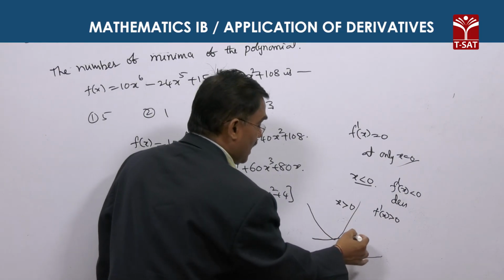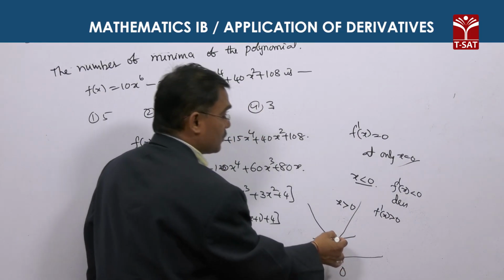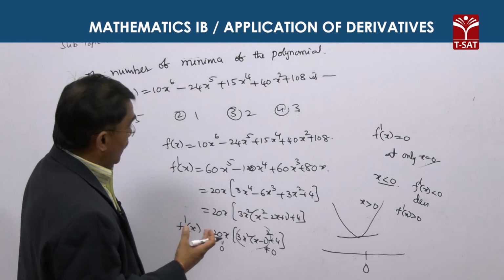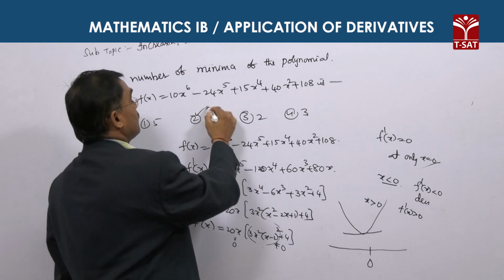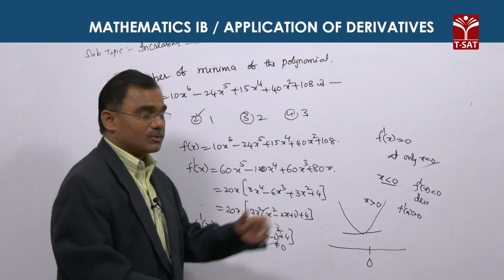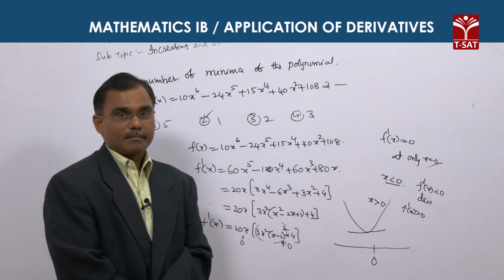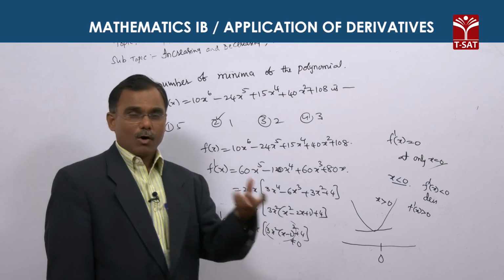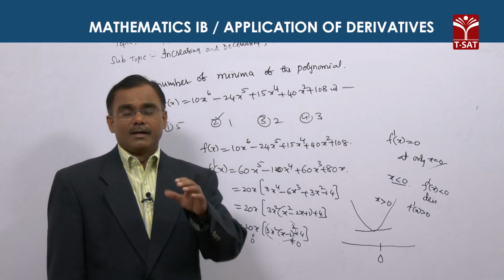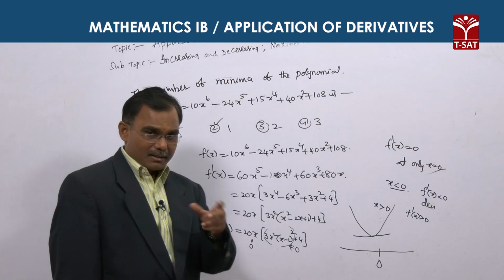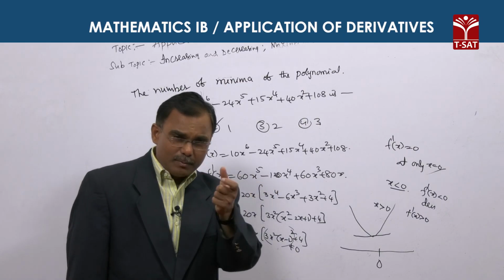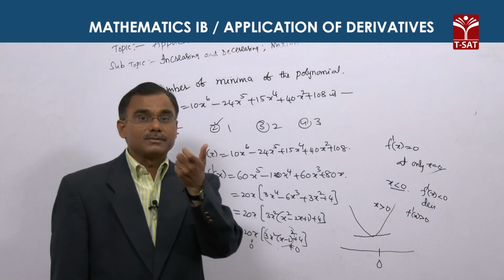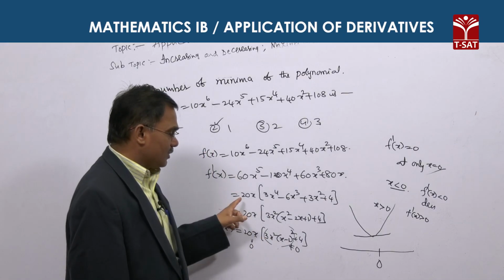So how many minimum values are there, at x equal to 0? Only one minimum value of the function, at x equal to 0. Past given function, how many minimum values or minima are there? First find f dash x. Since the powers are big, with some algebraic observation we get a simple answer. What algebraic observation is here?